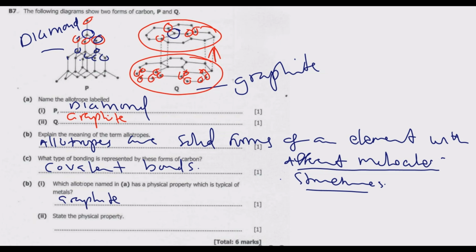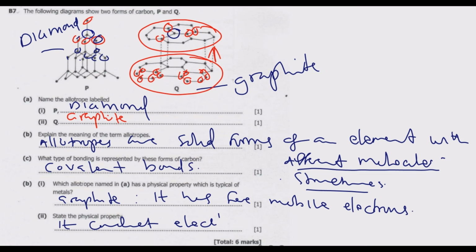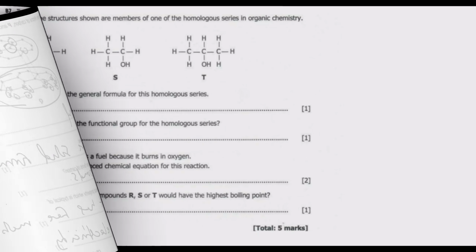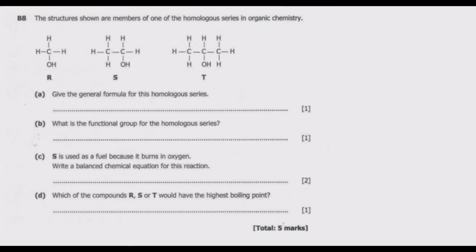So this is because, why does it conduct electricity? Because it has free mobile electrons. These free mobile electrons are the ones that allow it to conduct electricity. So state the physical property. The physical property is that it conducts electricity like most metals. Let us look at question B8.